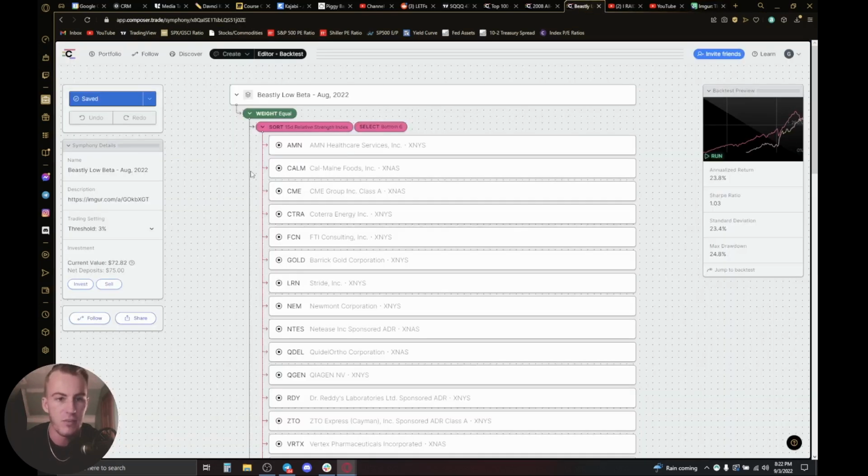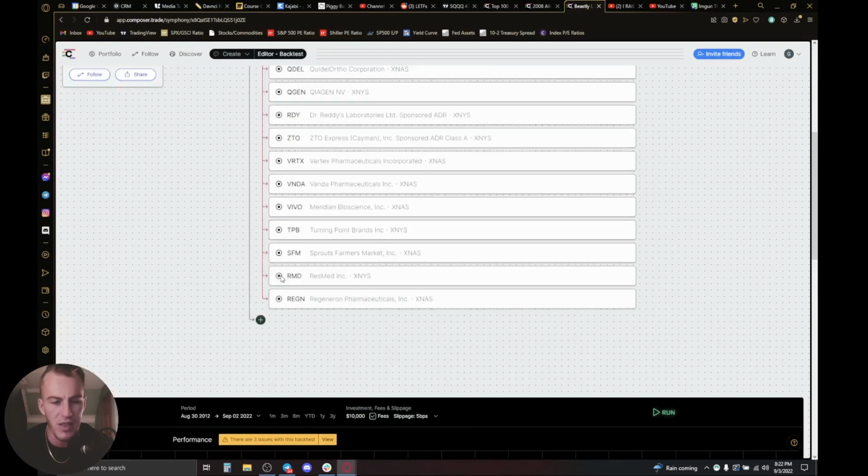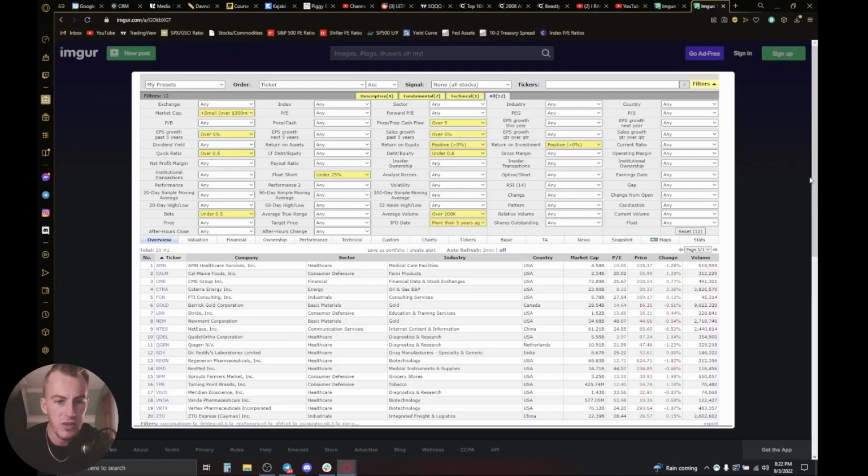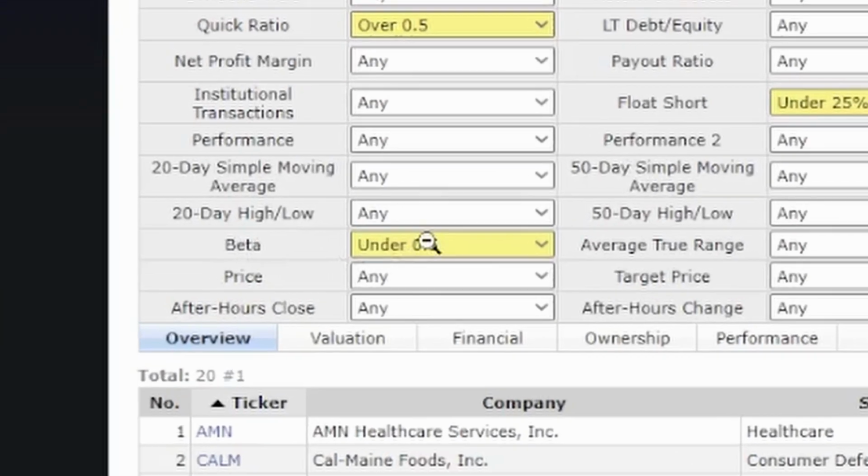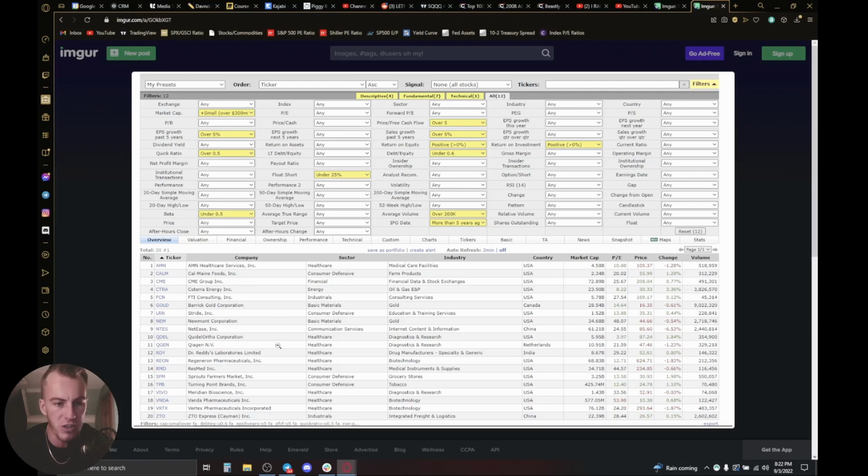So this beastly low beta strategy, which I'm not sure how many, it's a lot fewer companies than the other one. You will notice very similar numbers here, but the one thing here is beta, under 0.5. So all of these companies are very low correlated to the U.S. stock market, which means these companies are a good defensive company to put your money into, because they don't care what the overall stock market's doing. They're just going to do what they want. It's kind of like Honey Badger.